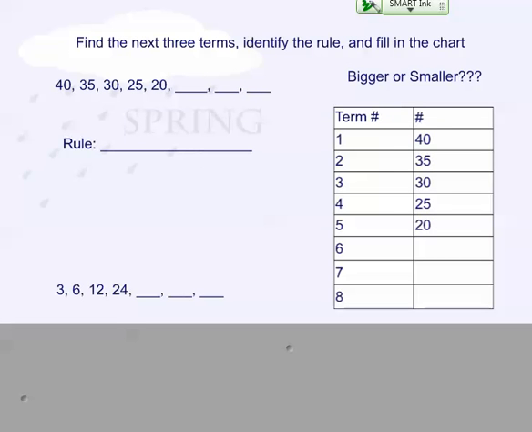Okay, so in this problem, we want to find the next 3 terms, identify the rule, and fill in the chart. So go ahead and hit pause and do this one on your own.